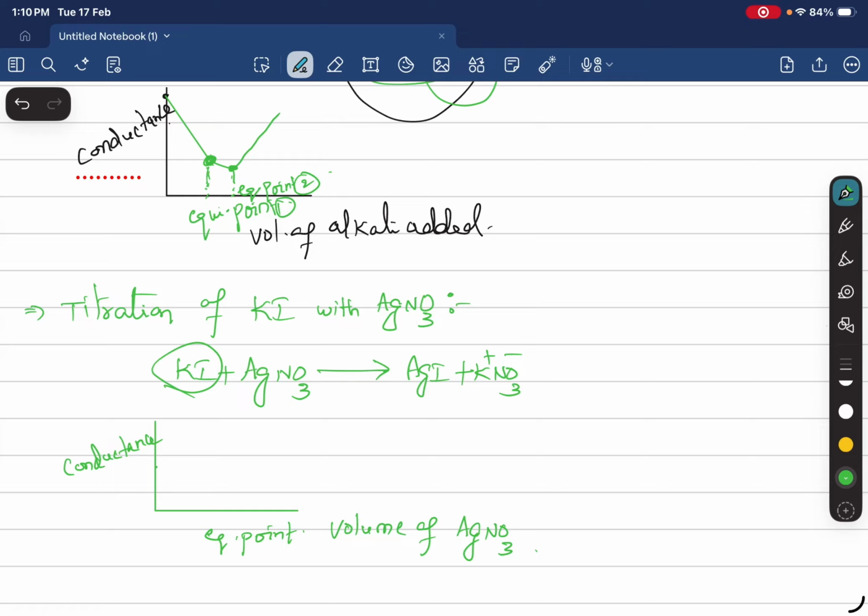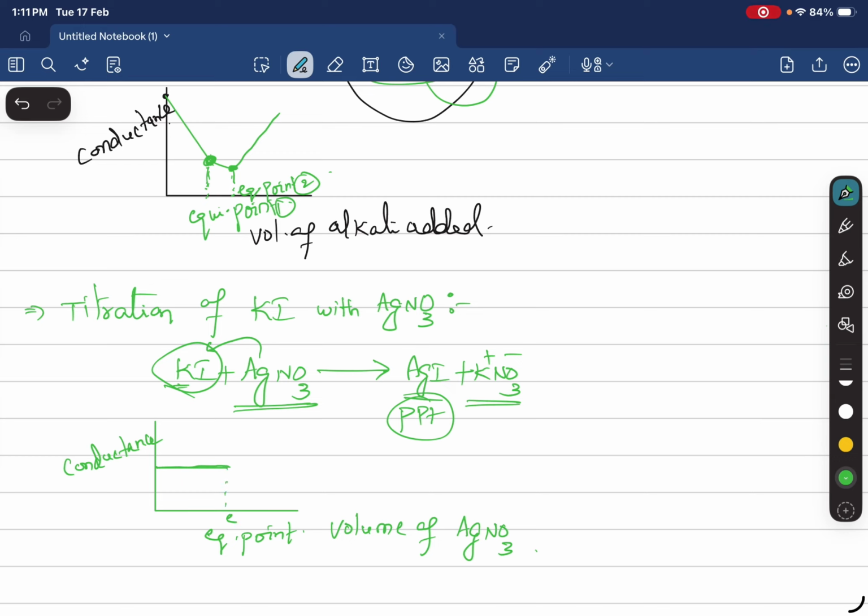So KI is reacting with AgNO3. Here Ag⁺ is replacing K⁺. Since the conductances of K⁺ and Ag⁺ remain the same, there will be no change while forming AgI and KNO3. Because AgI is a precipitate here, no ions are released from it. So you will get a straight line like this, parallel to the x-axis.